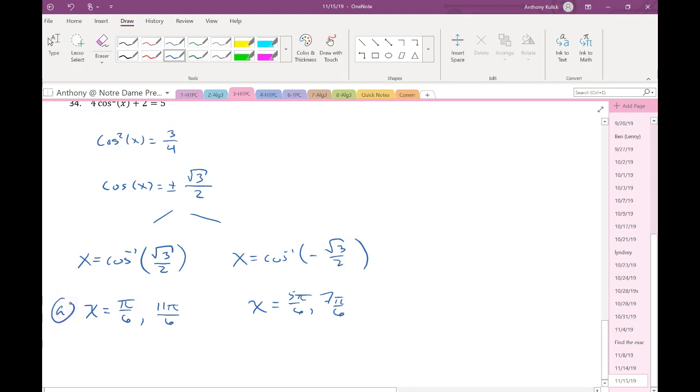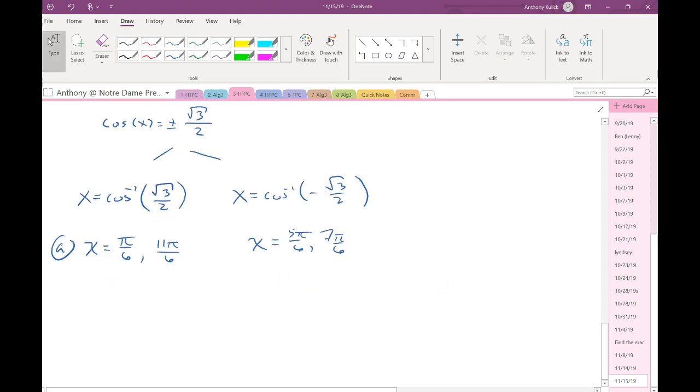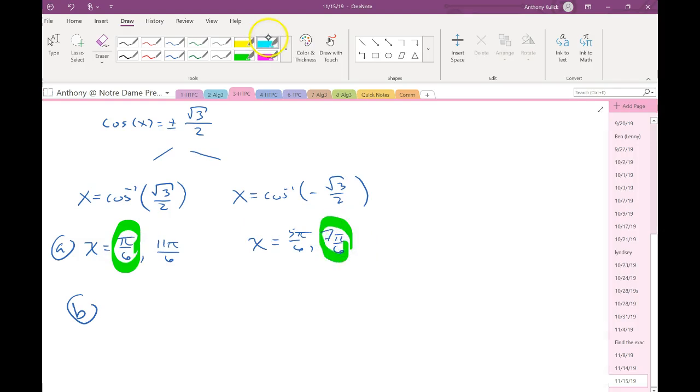So that's my answer for A. For B, I'm just going to make an observation here. I notice that these 2 are pi units apart, and these 2 are also pi units apart. You see that? So that's going to allow me to condense from 4 answers with plus 2 pi k, really into just 2 answers that are plus pi k.